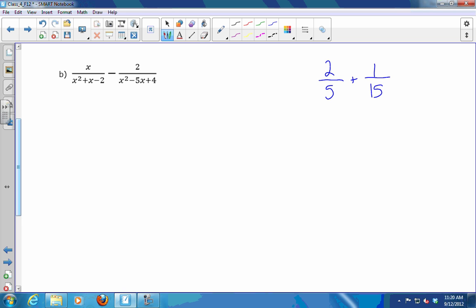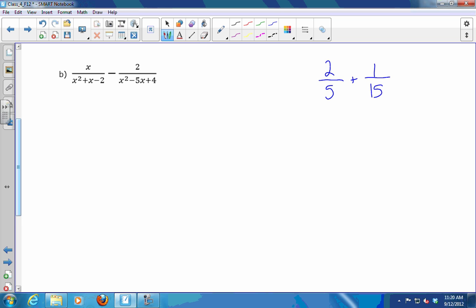Okay, say I want to do 2/5 plus 1/15. I could multiply them together. 15 times 5 is 75. So I could get a common denominator of 75. But I could get a smaller one, right? Which would be what? 15, yeah.